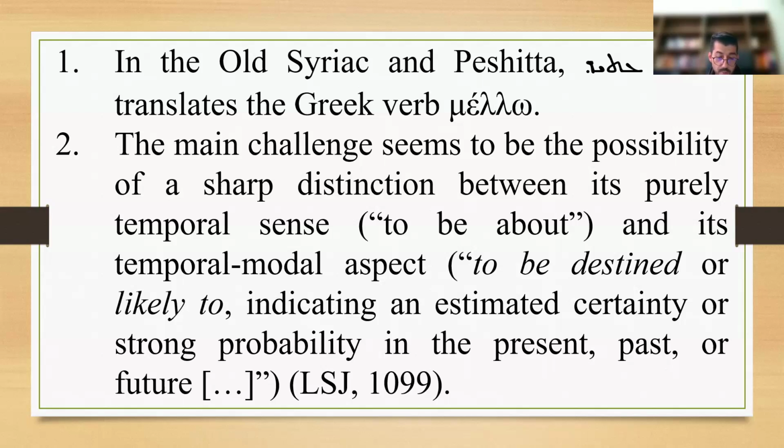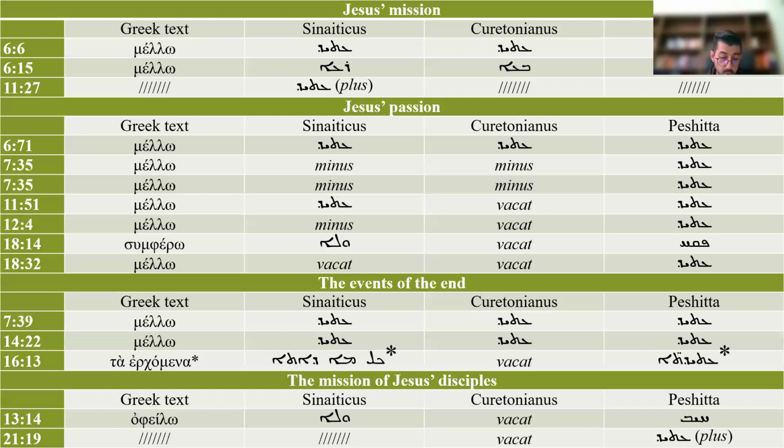The main challenge seems to be the possibility of a sharp distinction between its purely temporal sense, to be about, and its temporal modal aspect. We can read in Liddell Scott, to be destined, rightly to, indicated as estimated certainty or strong probability in the present, past, or future. This kind of ambiguity makes Mello similar to Atid. Unfortunately, I cannot discuss the individual texts in detail, so I provide you with a table that presents all the other occurrences of Wole and Atid in John's Gospel in the Old Syriac and Peshitta.